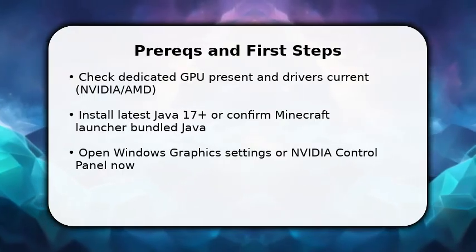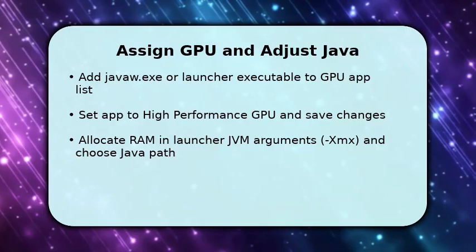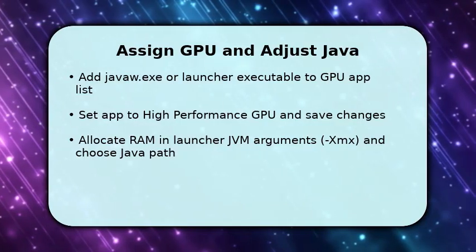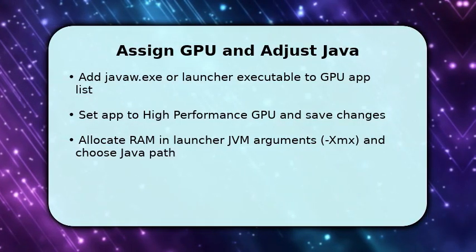Once the control panel is open, add the launcher executable or Java.exe to the app list and explicitly set it to high-performance GPU. This binds rendering to the discrete adapter.